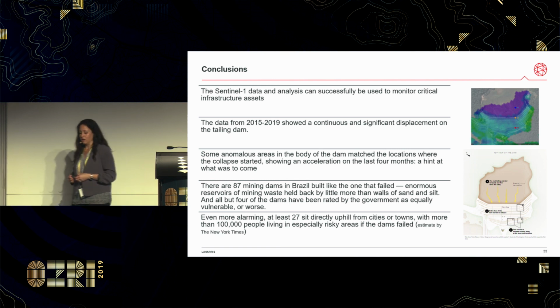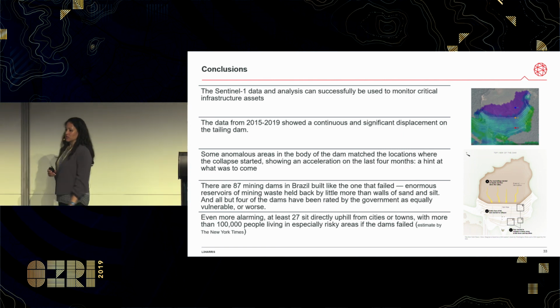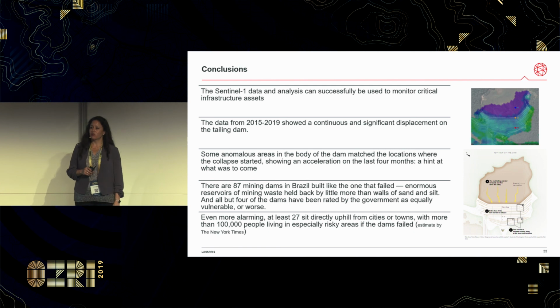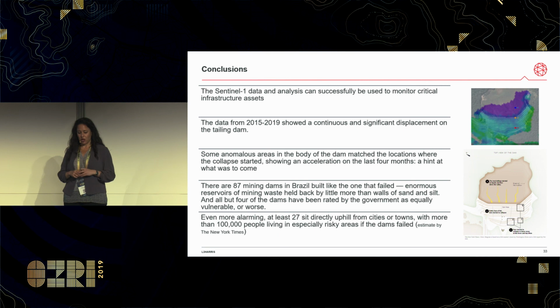Interesting to note as well, there are 87 mining dams in Brazil that were built like this particular one that failed. Very, very large reservoirs of, again, toxic materials, mine tailings, and so forth. And those walls are just generally built with some walls of sand and silt. So there's many more that are like that we can be monitoring. 27 of those sit directly uphill from cities or towns as well. So that's another reason why it's important for us to be able to look at different types of ways to use remotely sensed data to help monitor critical infrastructure, such as this one here.